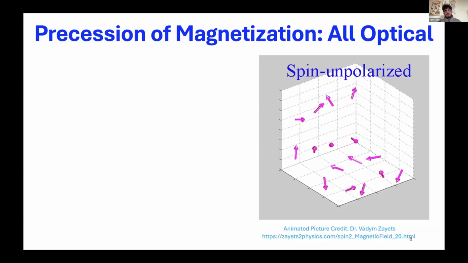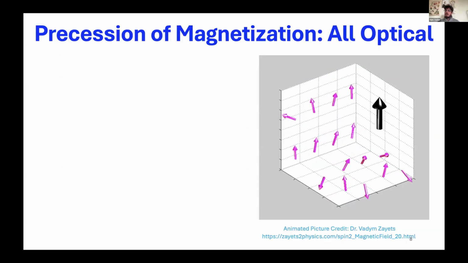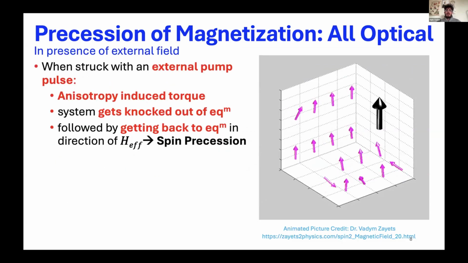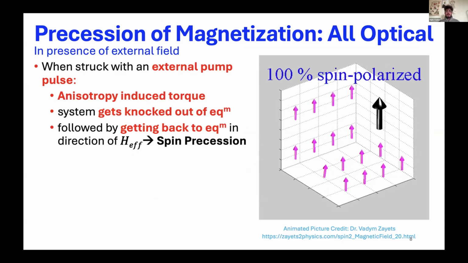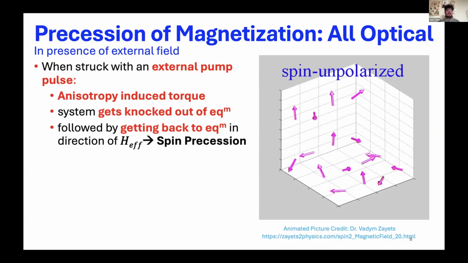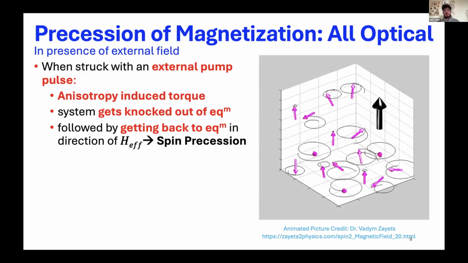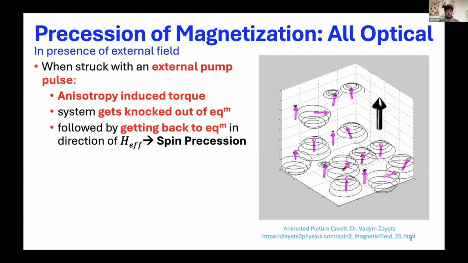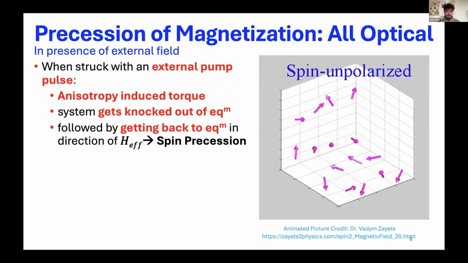So the phenomena behind this precession of magnetization, what we concluded so far is when an external pump pulse hits the sample, it changes its magnetocrystalline anisotropy very rapidly, which induces a torque at the interface. This torque is also known as anisotropy-induced torque, and this torque is transferred to the adjacent ferromagnetic layer, which is cobalt, and the whole system gets knocked out of its equilibrium position.